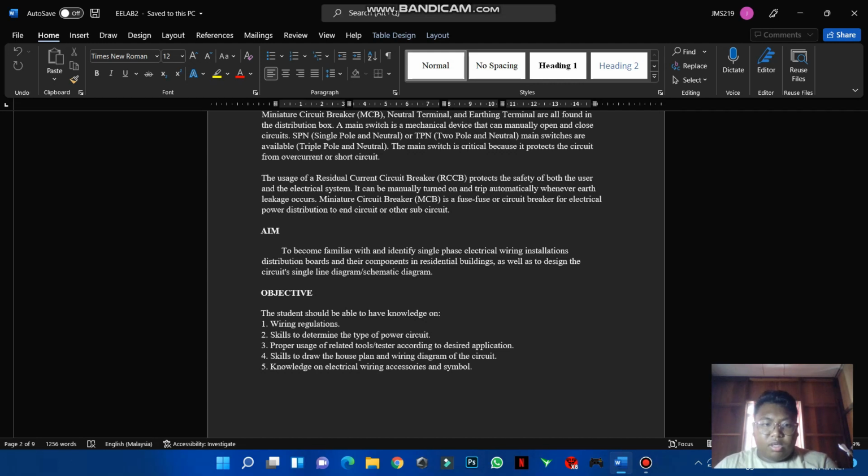schematic diagram. The objective is that the student should be able to have knowledge on wiring regulation, skills to determine the type of power circuits, proper usage of related tools or tester according to desired application, skills to draw the house plan and wiring diagram of the circuits, and the last is knowledge on electrical wiring accessories and symbol.